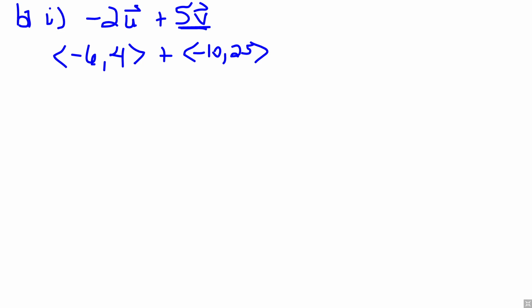Okay. Now, when we are adding these, you basically add by components. Keep in mind that the first component is considered the I on each of them. The second component is considered the J. So basically you have to add like terms together. If we add these together, we're going to end up with negative 16, comma, 29. Any questions there?